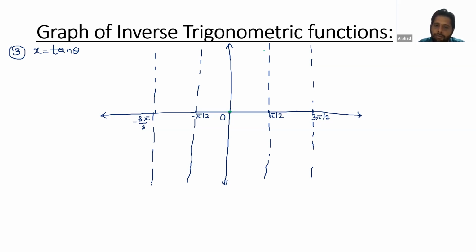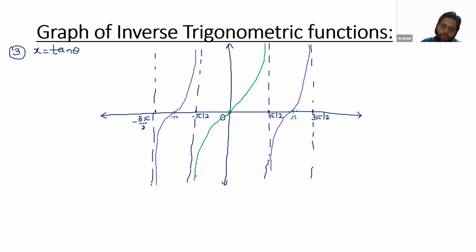We have this point. What is tan pi by 2? It is not defined. So we will draw like this. This line will never meet that dotted line, unlike this one, because for pi by 2 it does not exist. And here also we have a pi. So we will draw the graph like this. Here you have minus pi. Like this. Okay. So x is equal to tan theta, we have this graph.